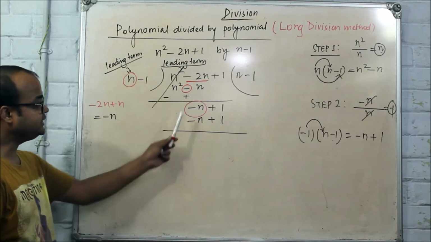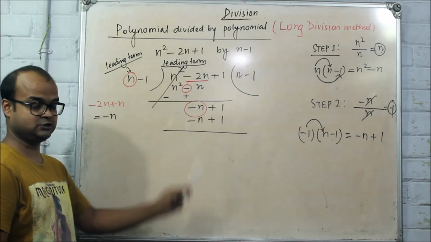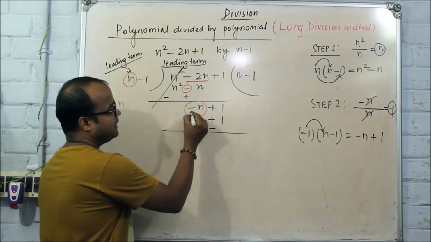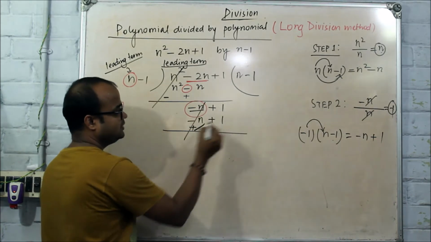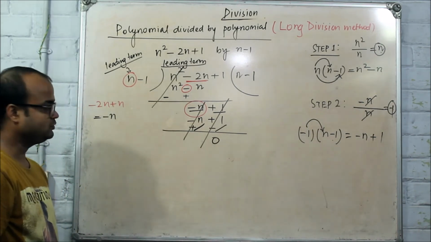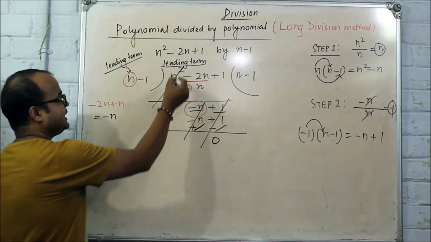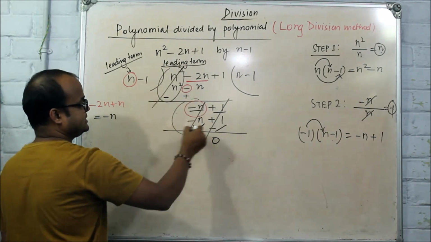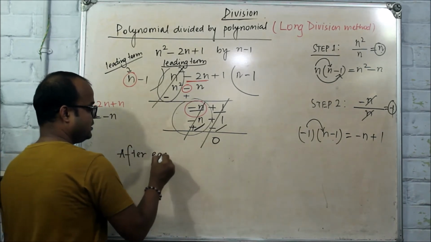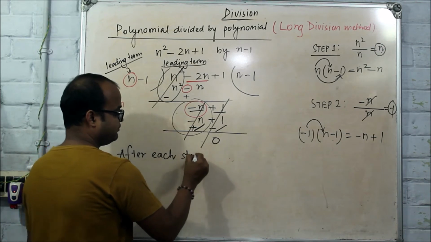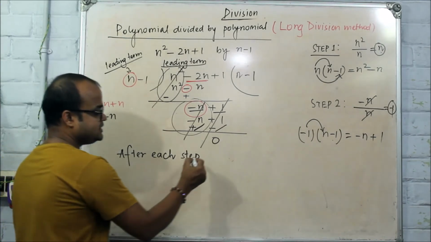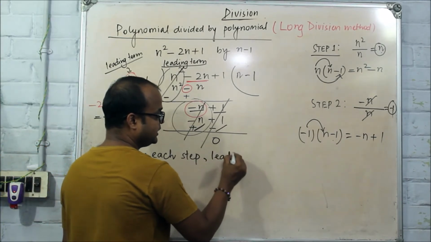Next, you need to change the sign of the lower terms. This is minus, so you need to write plus. This is plus, so you need to write minus. Minus n plus n, cancel. Plus 1 minus 1, cancel. So your remainder is equal to 0. One thing, each time your leading term should get cancelled. After each step, your leading term should get cancelled. If it is clear, your process is going well.